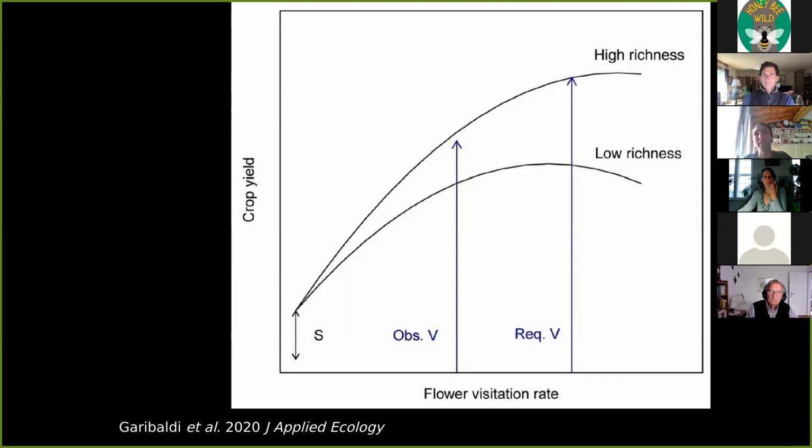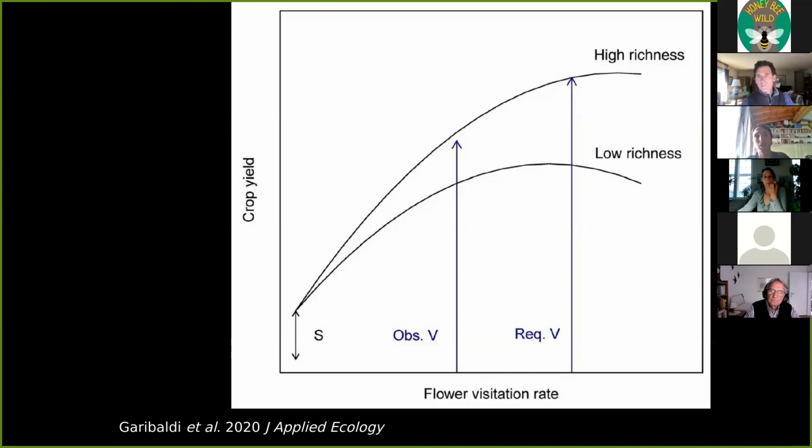So, summarizing many studies all over the world, including those that Alex described, we can take a look at this graph. So this graph again has how crop yield varies as a function of, in this case, instead of pollen, flower visitation rate, that is the amount of visits the flower receives by pollinators. And instead of one curve, we can see that we have two lines. The upper line refers to high richness of pollinator species, so high bee diversity, for example, and the line at the bottom is the one that says low richness of pollinators. So that can be the scenario of only one pollinator, only honeybees, as Alex mentioned.